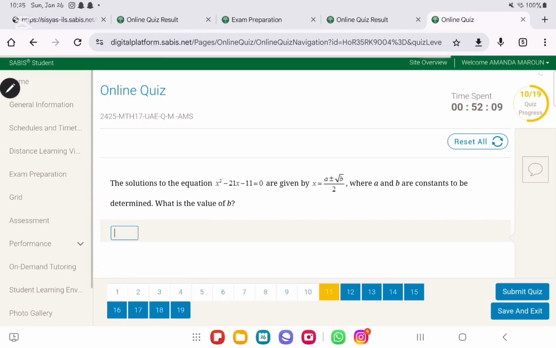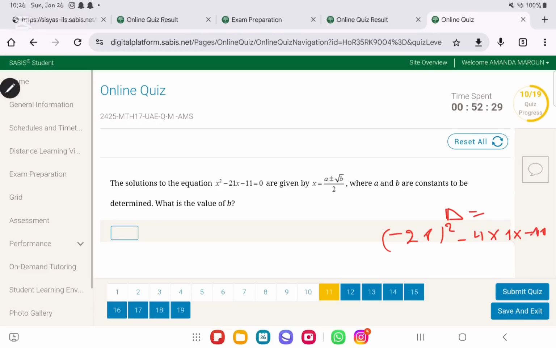So we move on to question number 11. Here again, we can find the discriminant, or we can do the mod 5, 3 on the calculator. So if you do the discriminant, it's gonna be minus 21 squared minus 4 times 1 times minus 11. So if you do it on your calculator, you are gonna get that discriminant is 485. So you are gonna take this.